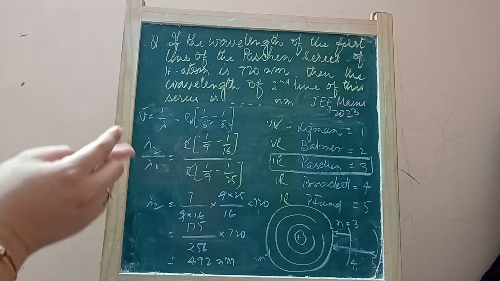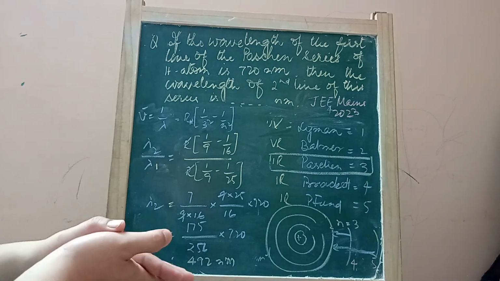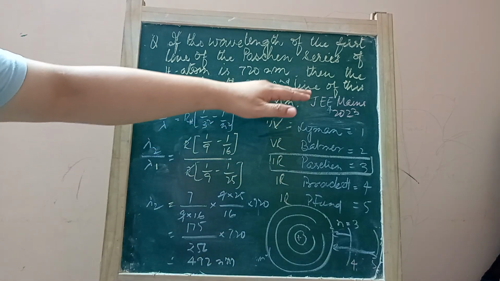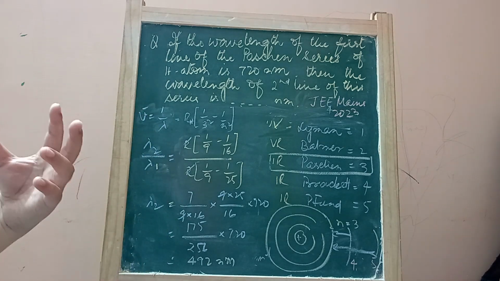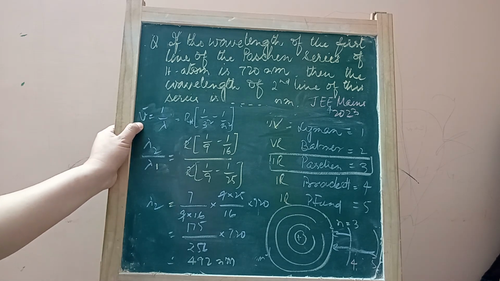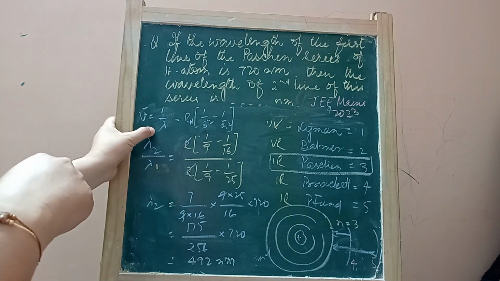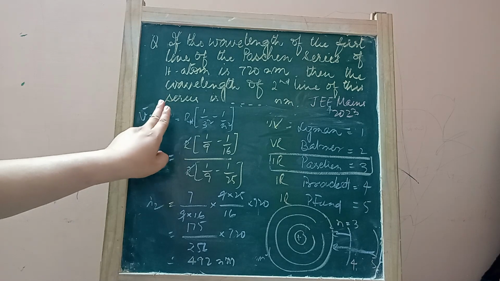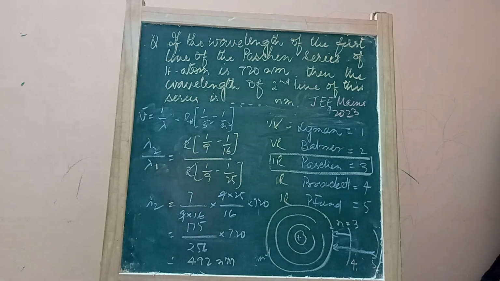So you have to make a relationship, or generate an equation of comparison, so that you can calculate the second line compared to the first line. You are not supposed to know the Rydberg constant. Without using the Rydberg constant, you are going to calculate the wavelength of the second line. So what is wave number? It's actually the reciprocal of the wavelength. So wave number equals 1 by wavelength. Originally it was given like this: wave number equals Rydberg constant into (1/n1² − 1/n2²).